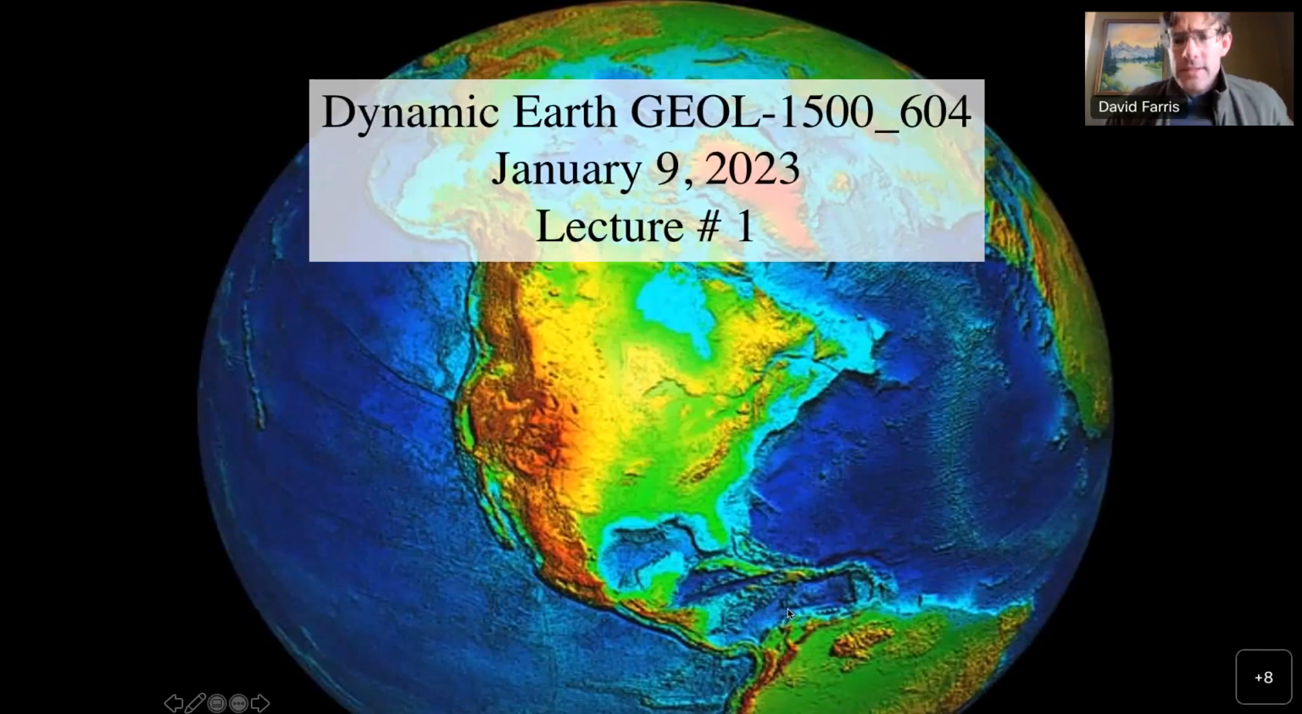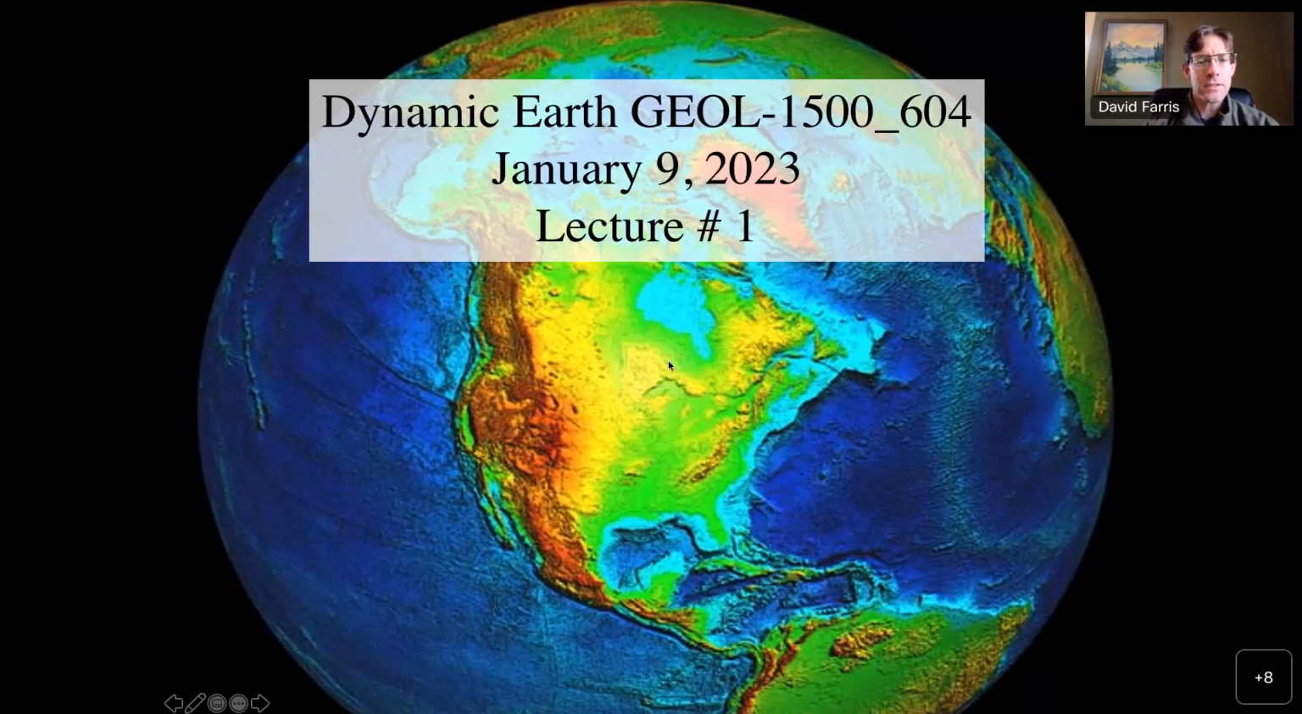So this is our first lecture. What we're going to be talking about is really the nature of science and the scientific method. But what I've shown here is a picture of the Earth. It's a digital elevation model of the Earth.